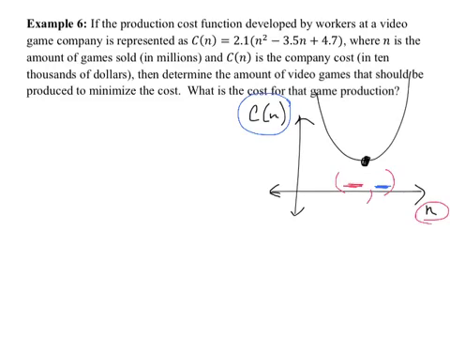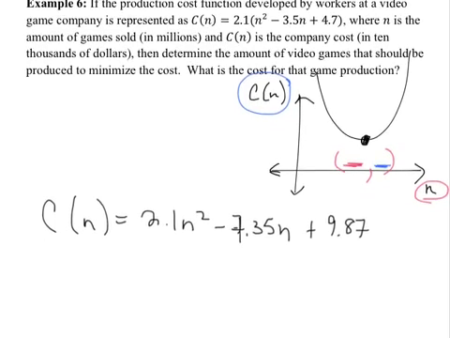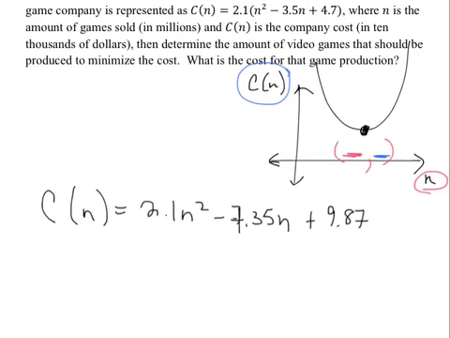So let's go ahead and figure that out. What should I do with the function? How should I write it to start? Should I leave it the way it is? What should I do? Yeah, put it in standard form. So distribute it out. We're going to have 2.1n squared minus 7.35n plus 9.87. Again, get used to decimals. Get used to it. They're never really whole numbers. Okay, I know we make things easy in high school, but that's not always the way it works.